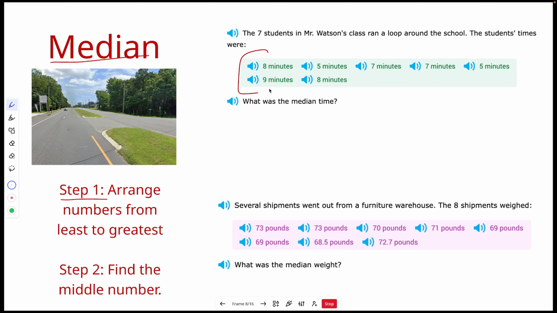So here's your list of numbers. Start with the smallest and start listing: 5 and 5, then it goes 7, 7, then it goes 8, 8, 9, 8, 8, 9. All right, we have it in least to greatest. Check. Step 2, find the middle number.